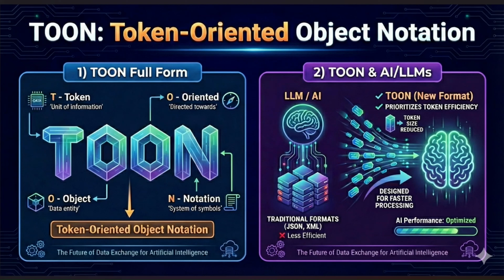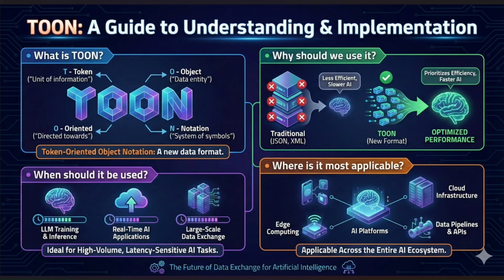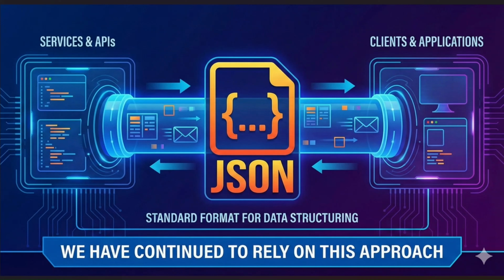Before understanding what TOON is, why to use it, when to use it, and where to use it, we need to understand some of the existing things. In the industry, we are using the JSON format, right? We are building the APIs or services by using the JSON format. So this is the traditional approach we have been following so far.